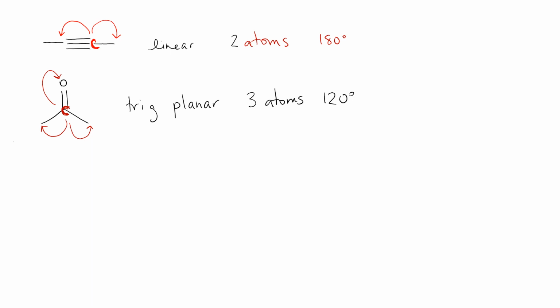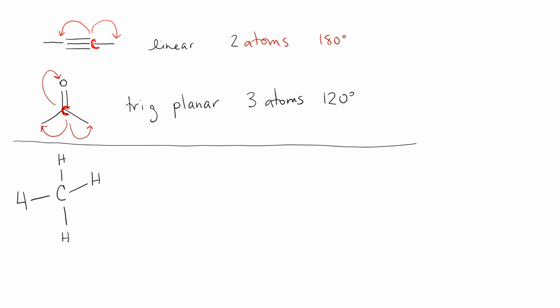Now we've got the tougher ones, okay? The tougher ones. You've got typical carbon, 4 atoms. That is tetrahedral. 4 atoms around the center. Bond angle of 109.5 degrees. So again, zoom in on the central carbon. You've got 1, 2, 3, 4 atoms around it. 4 atoms around a central carbon is tetrahedral, 109.5.